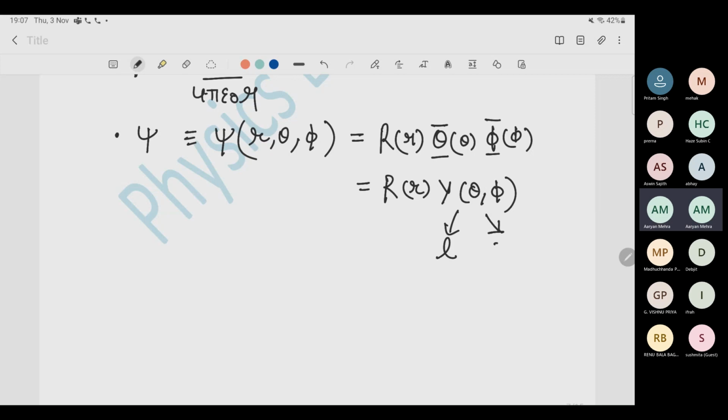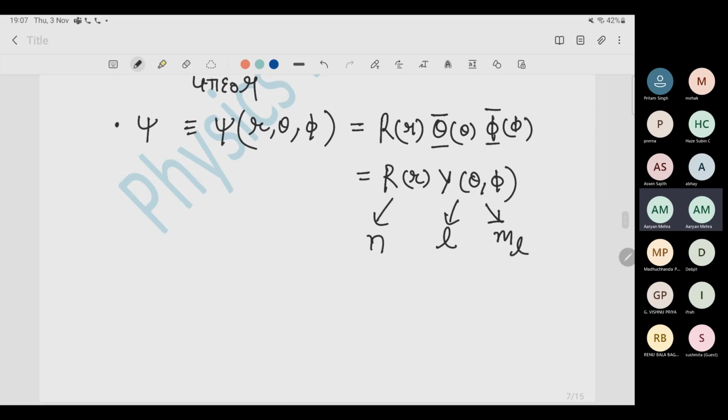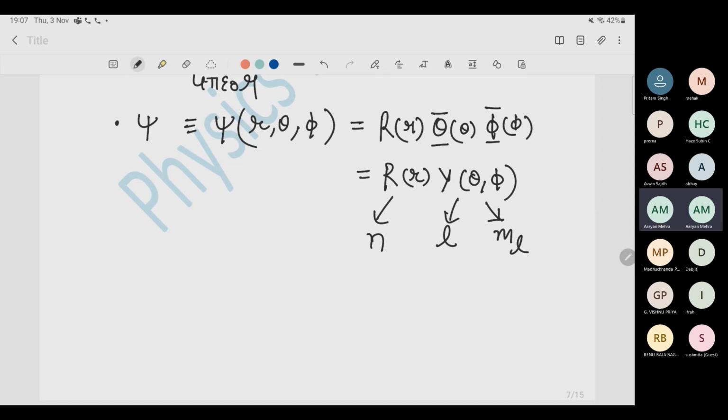One is L and another is ML. And in R there is a quantum number hidden, which is N. So we discussed quantum numbers L and ML, and if I give you any spherical harmonics, how to plot that and how you can find L and ML from this. Today we will discuss how to analyze the radial part of the solution, not derive the radial solution.